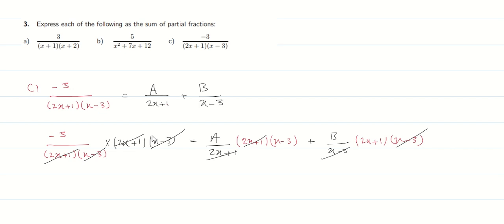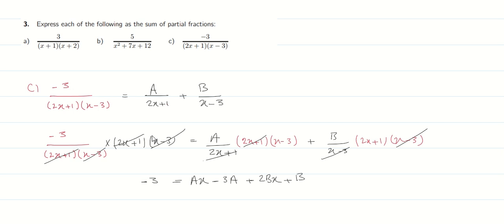Now we just need to write the equation. So we had minus 3 on the left-hand side. On the right-hand side, we're going to expand the brackets. So a is going to be multiplied by x and negative 3 individually. So a times x is ax, and a times minus 3 is equal to minus 3a. b times 2x would be equal to 2bx, and b times 1 would be equal to b.